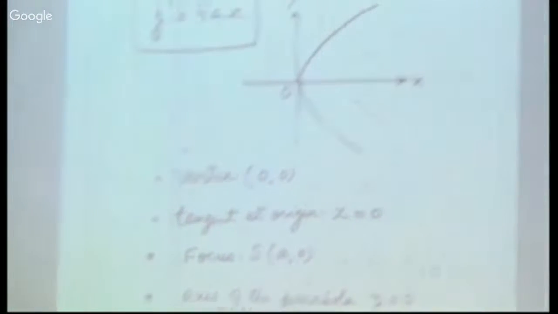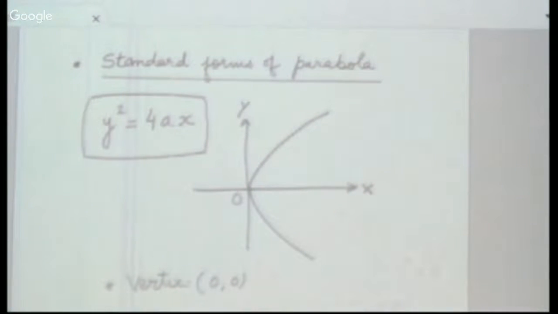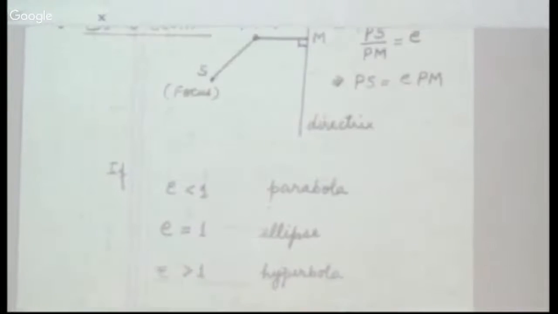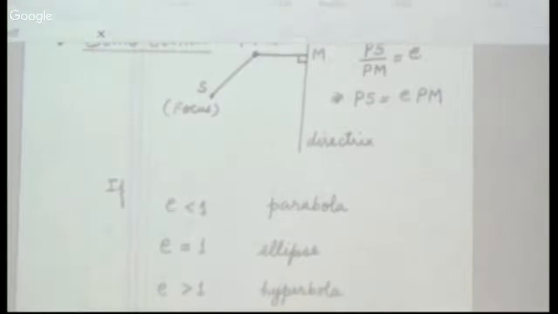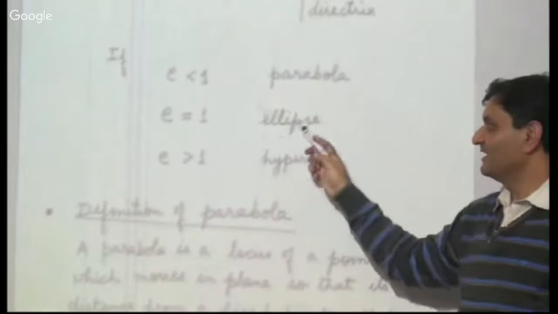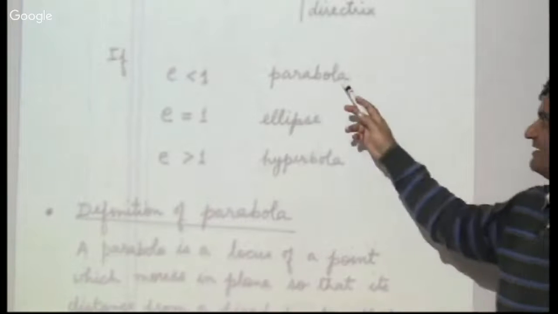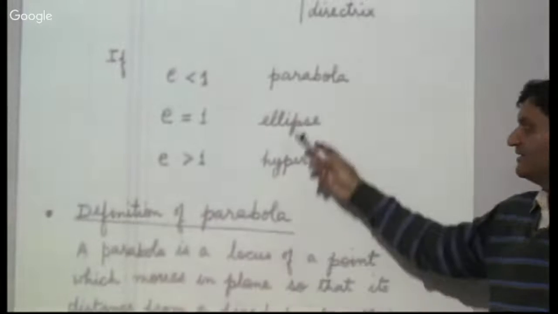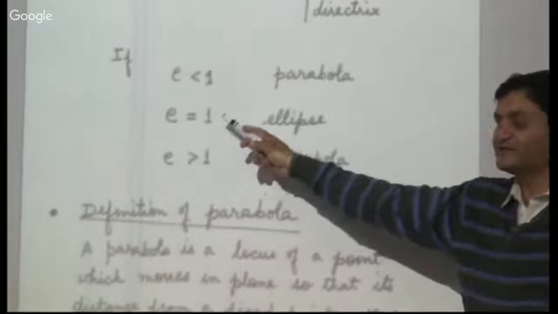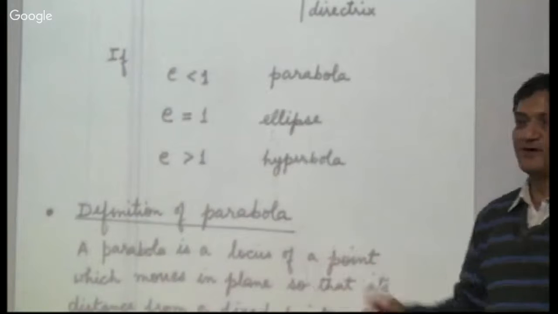Eccentricity is 1 in parabola because... there is some error here. Eccentricity is 1 in case of parabola, less than 1 in case of ellipse, and greater than 1 in case of hyperbola. Is that clear? From the very definition of parabola, you can make out that the eccentricity for parabola should be equal to 1 because the two distances are equal. Look at this.